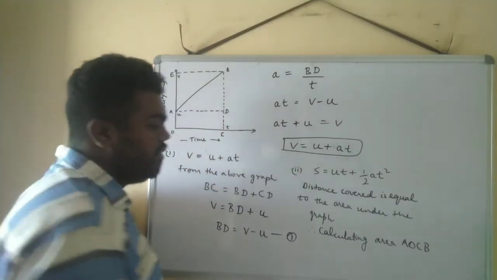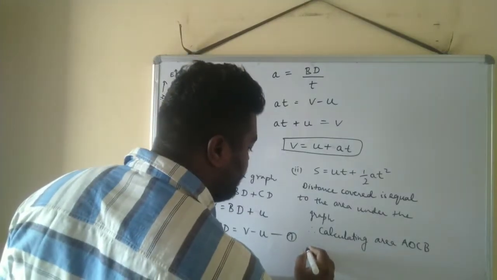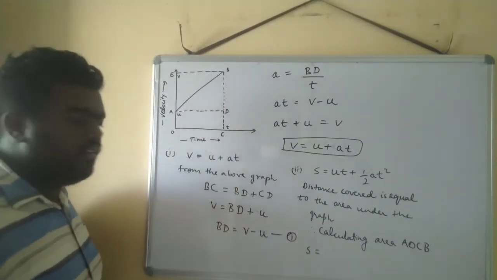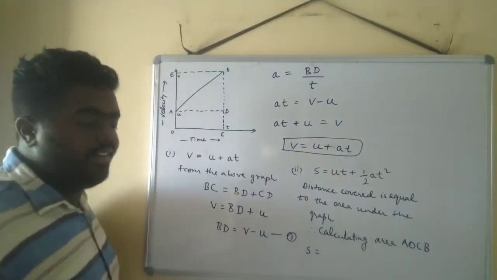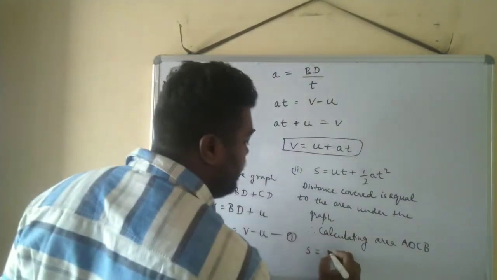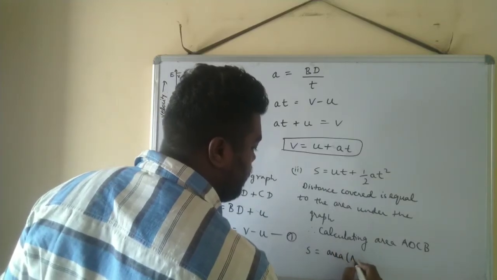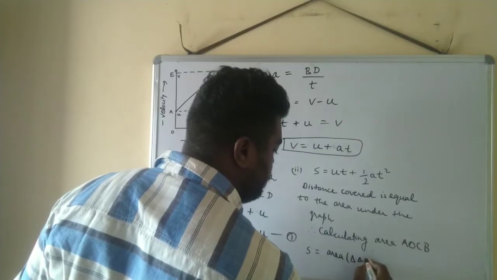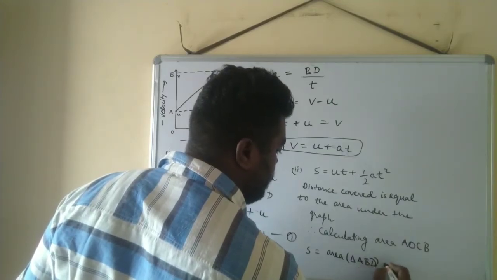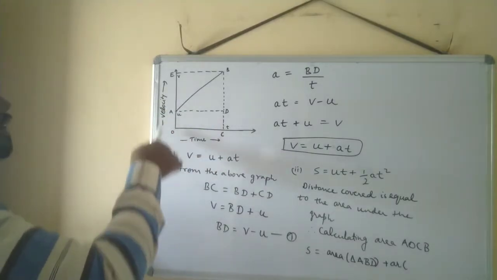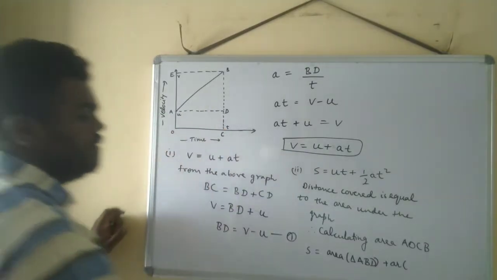Okay, so what we will write? S is equal to, S means distance covered, है ना? Distance covered, उसमें क्या निकालेंगे? Area is equal to, first I am calculating the area of this triangle ABD plus the area of this rectangle AOCB.